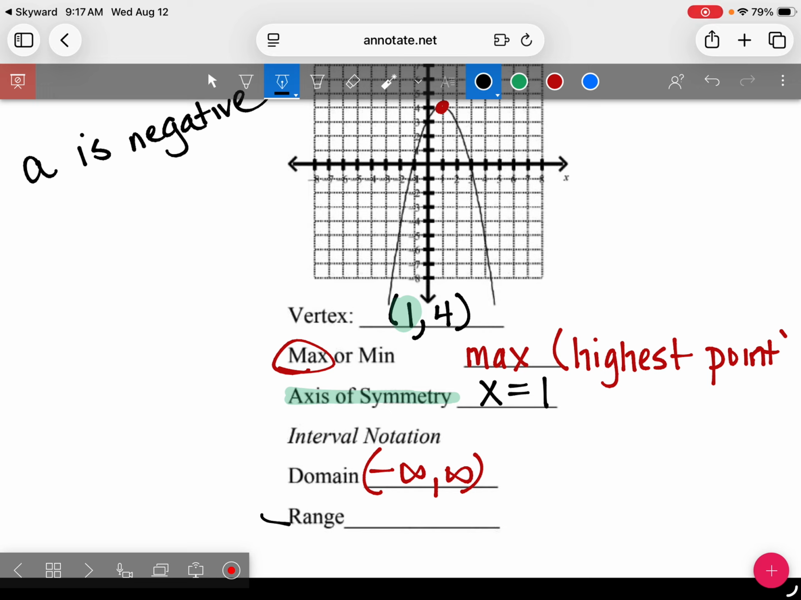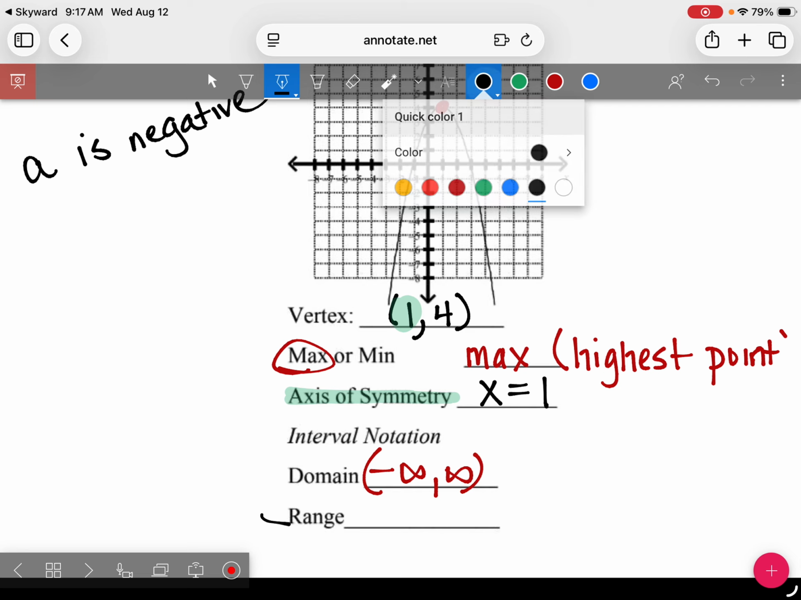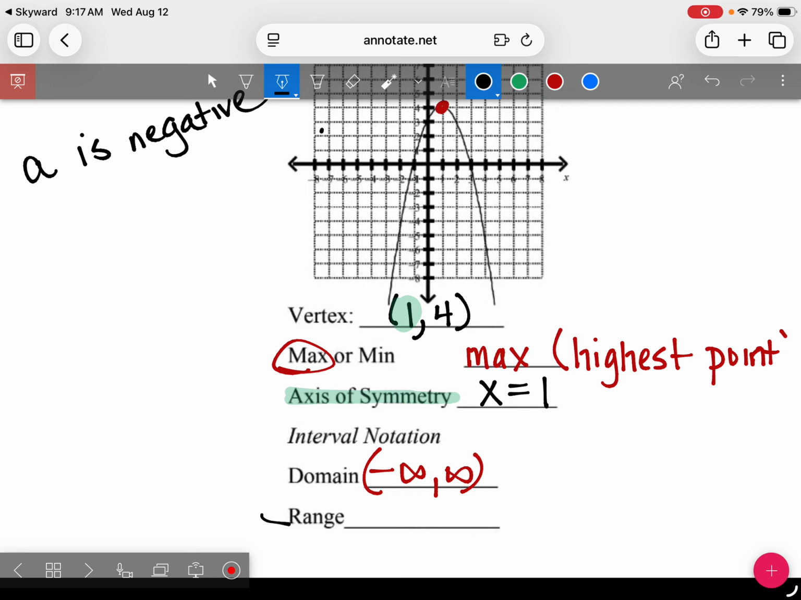And the range, because this one is going down forever, so my range would be, my lowest point is -infinity because it's going to always go down. So the lowest it can go is -infinity. The highest it can reach on the y-axis, though, because range is y, is +4. So my range will be -infinity to +4 with a bracket.